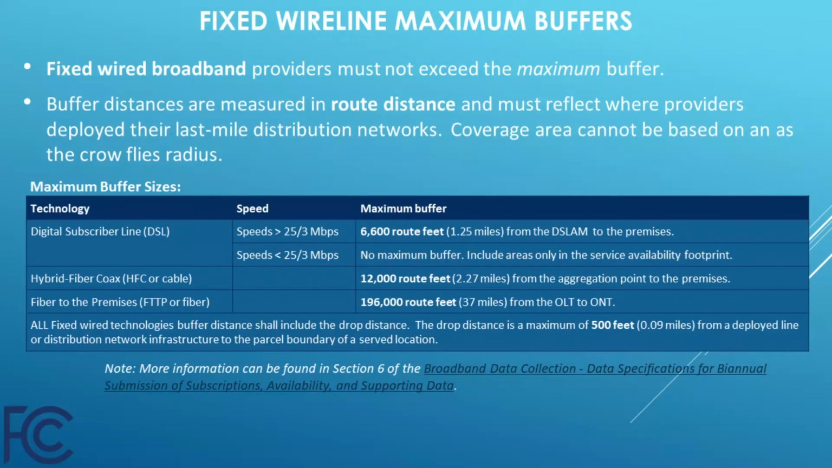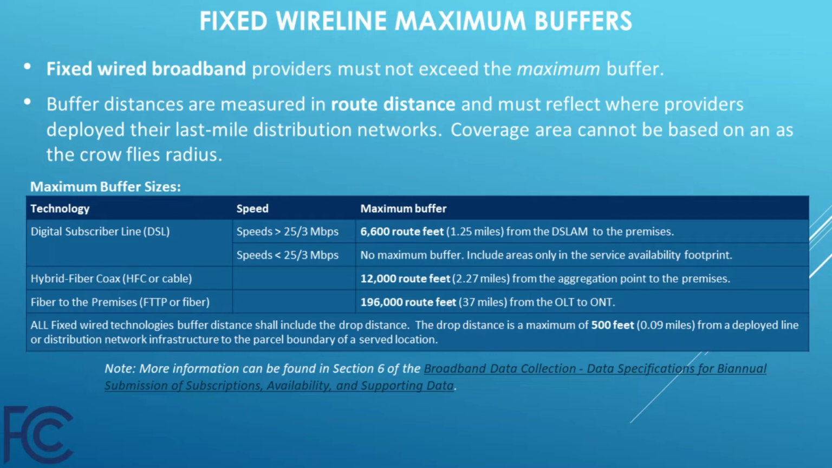Providers of fixed wire broadband service must not exceed specific maximum buffer distances around their aggregation points when reporting service availability based on wired technologies. Buffer distances from the aggregation point to the served location are measured in route distance and therefore must reflect where providers have deployed their last mile distribution networks. A coverage area cannot be based on an aerial, or as the crow flies, radius around an aggregation point.